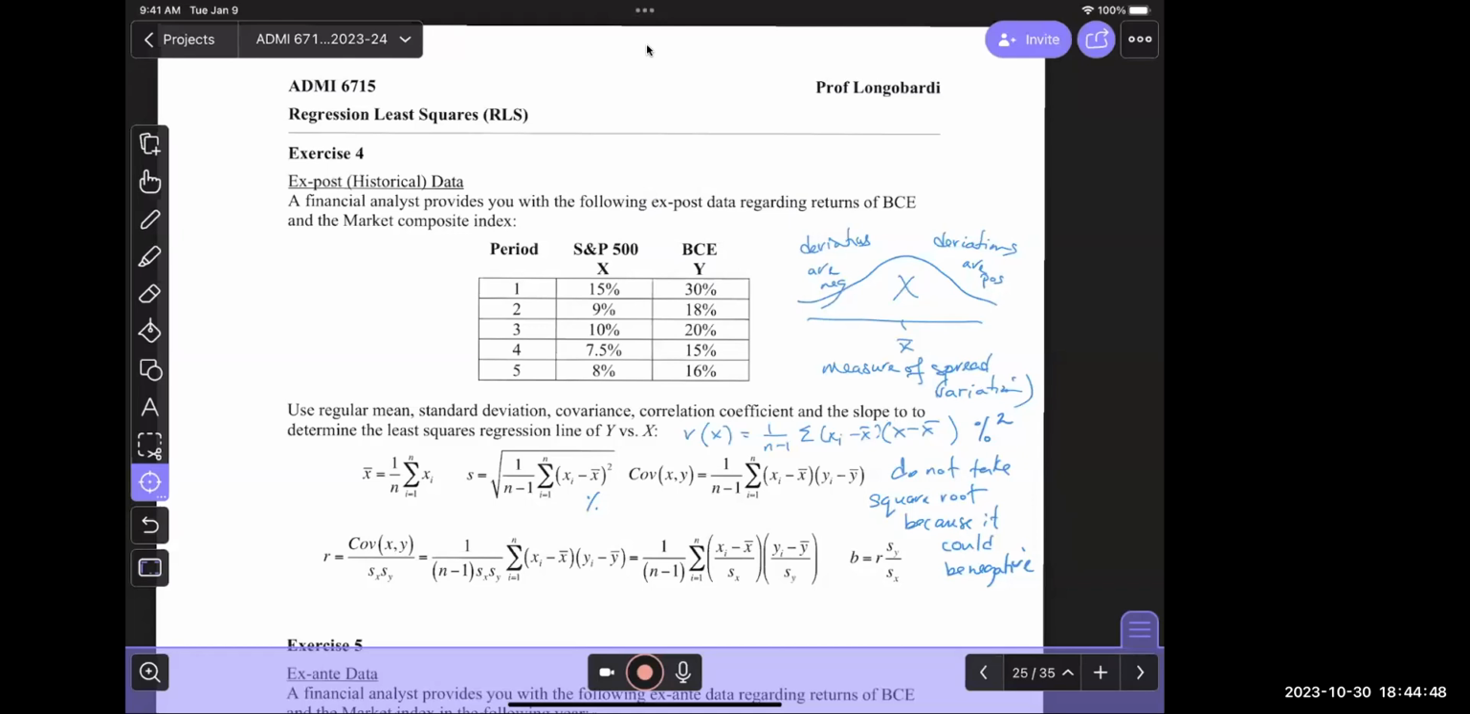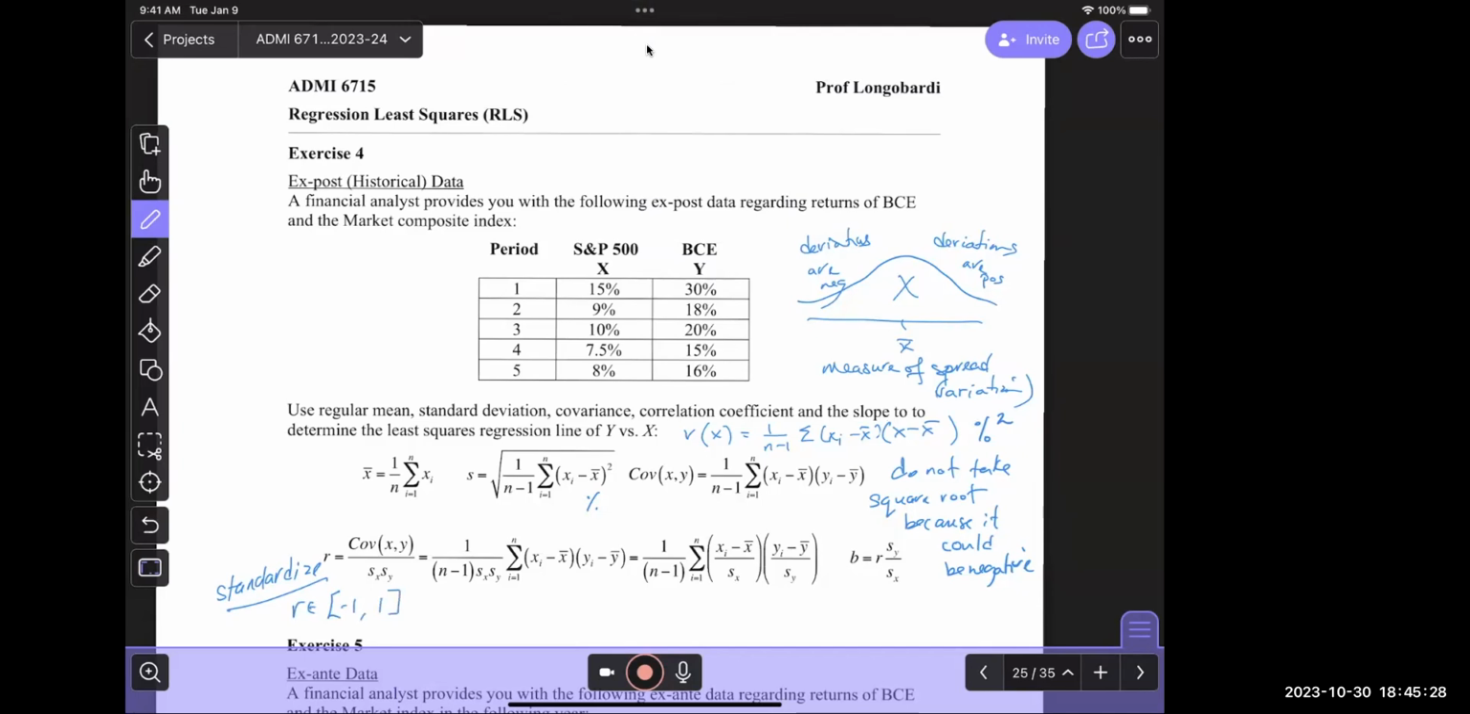So this could be negative. We can't take the square root of a negative. That makes no sense. We leave it like this. But what we can do is standardize it and reduce it to an index. R is an index. So you take the covariance and you standardize it, and it reduces it to a value of R, which is between -1 and 1.